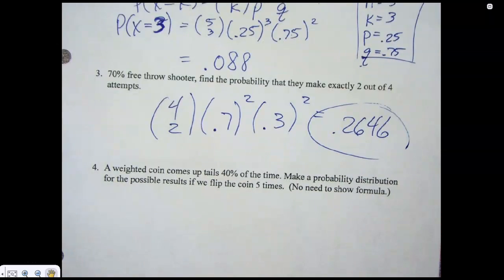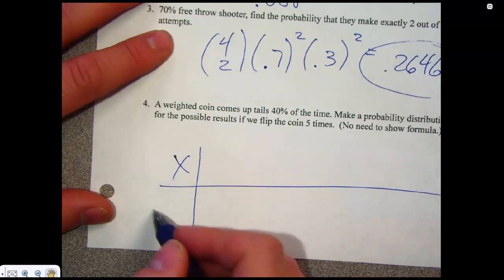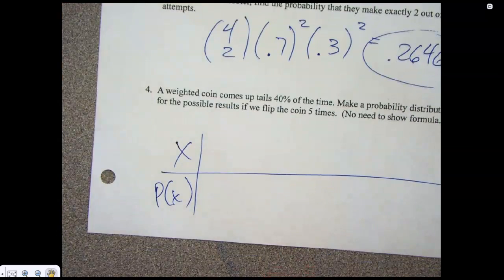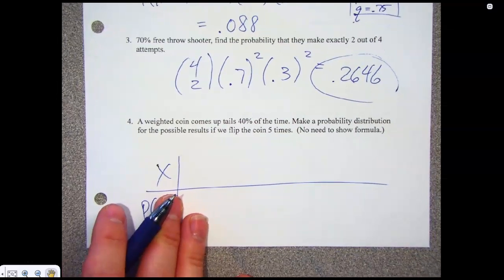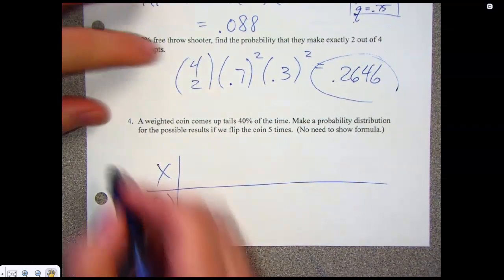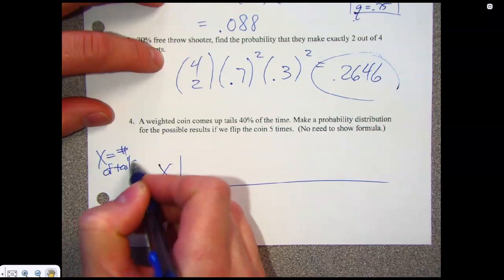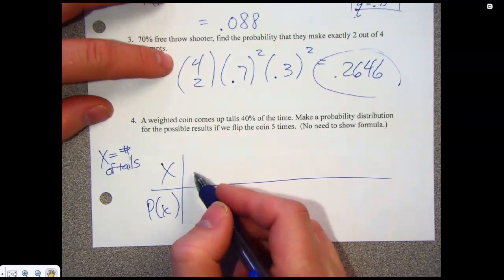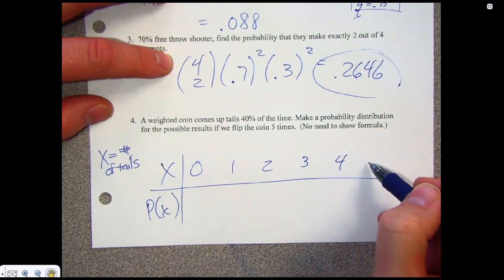Alright, next. Next one's a little more annoying, but I want to show you a shortcut to make it go faster. We want to make a probability distribution, so we want to find all the probabilities involved here. X is going to be the number of tails that we get. If I flip 5 coins, I might get 0 tails, I might get 1, 2, 3, 4, or 5.